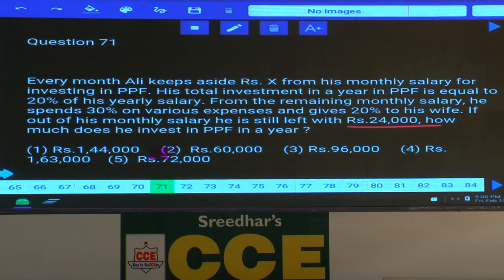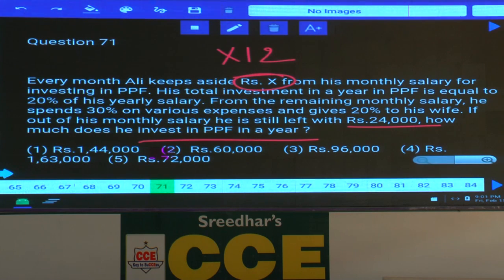Then monthly PPF is how much? X. Monthly PPF is X. Why are you going for monthly income? Is it required for us? No. Your question is about yearly PPF. If you can calculate monthly PPF, multiplied by 12 will give you the answer. Monthly PPF investment is X rupees. Leftover amount is 2X, which is equal to 24,000. Then X is equal to 12,000 per month. Per year it is into 12. 12 12s, 144, 3 zeros. First option is the answer.